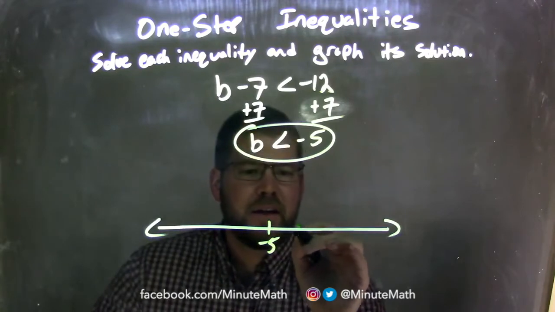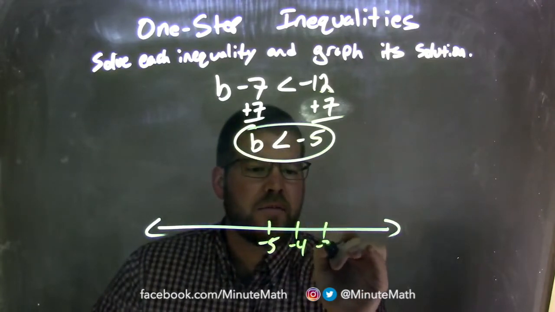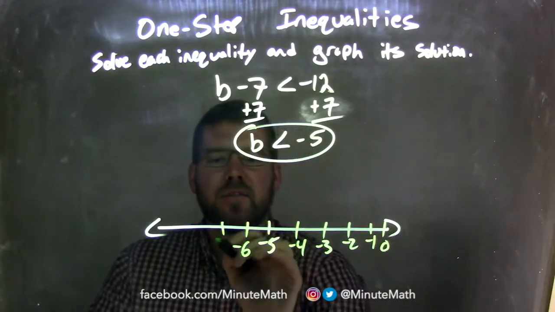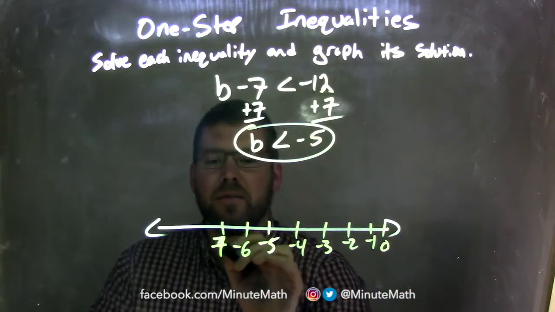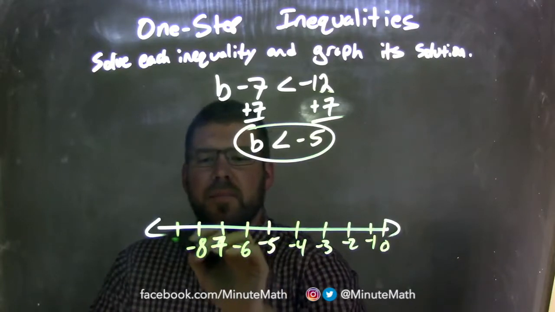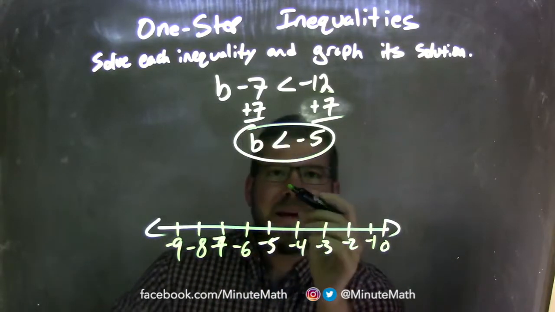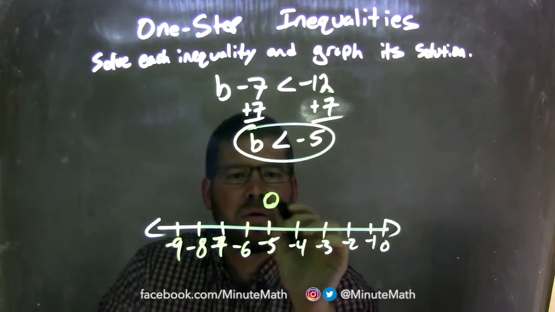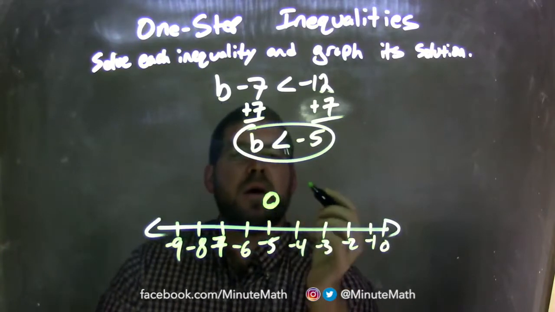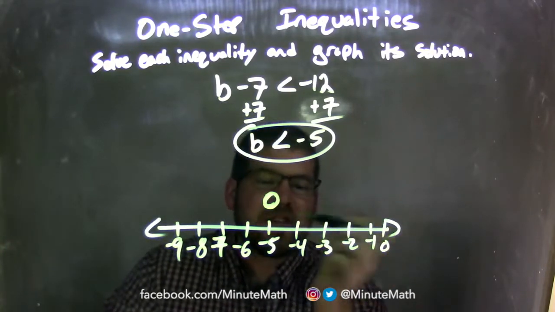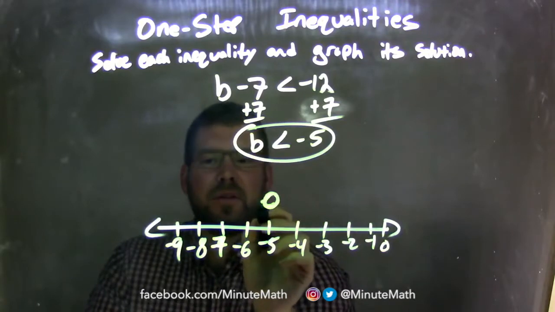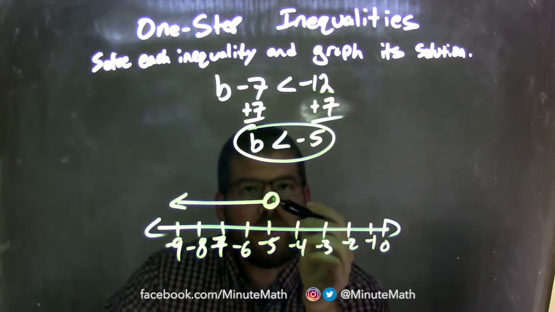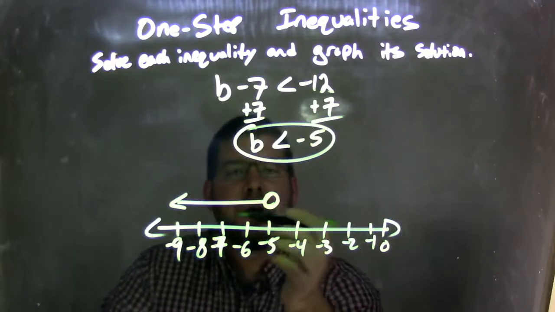We have a negative 4, negative 3, negative 2, negative 1, 0, negative 6, negative 7, negative 8, negative 9. So b is less than negative 5, put an open circle. An open circle there, less than negative 5, and I'm going to shade it to the left. So I'm going to draw my arrow to the left here, and there we are. If b is less than negative 5, we have an open circle at negative 5, and the arrow went to the left.